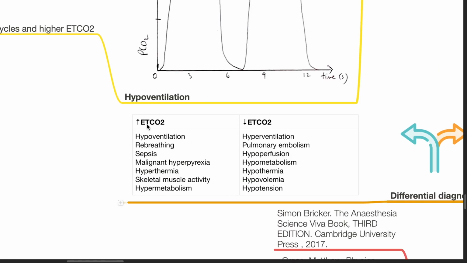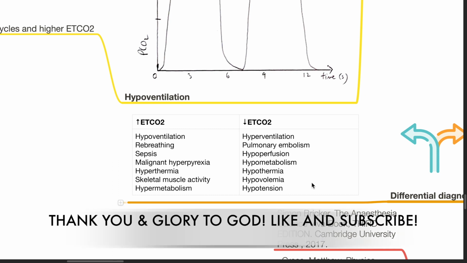For high EtCO2, possible causes include hypoventilation, rebreathing, sepsis, malignant hyperpyrexia, hyperthermia, skeletal muscle hyperactivity, and hypermetabolism. Decreased EtCO2 causes include hyperventilation, pulmonary embolism, hypoperfusion, hypometabolism, hypothermia, hypovolemia, and hypotension.